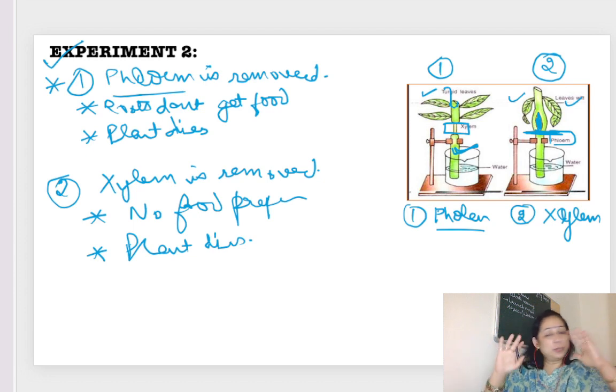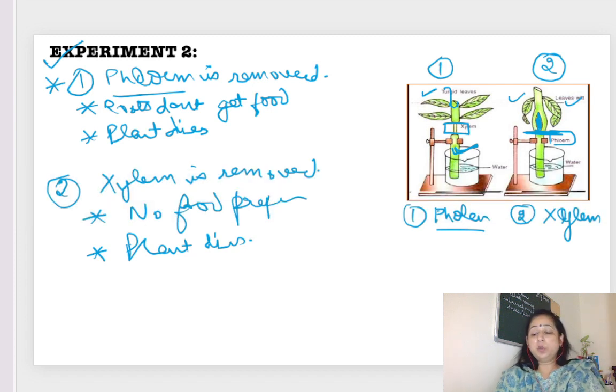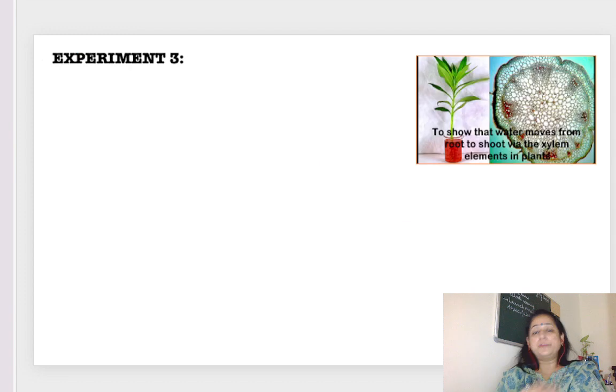Again, no one is going to ask you to write the whole experiment. They will give you this picture, any one of them, and then they will ask you questions. Why is the phloem part removed? What do you observe here? Why will the plant die? So these type of questions. So this is experiment number 2 of the chapter.